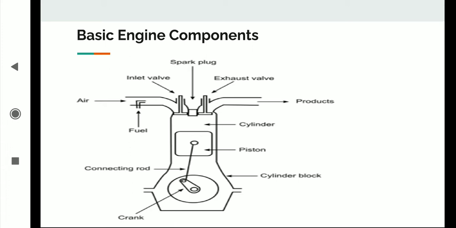The heat engine consists of spark plug, inlet valve, exhaust valve, cylinder, piston, connecting rod, cylinder block, and crank. Cylinder block: the cylinder block is the main supporting structure for the various components. The cylinders of a multi-cylinder engine are cast as a single unit called the cylinder block. The cylinder head is mounted on the cylinder block. The cylinder head and the cylinder block are provided with water jackets in the case of water cooling, or with cooling fins in the case of air cooling.